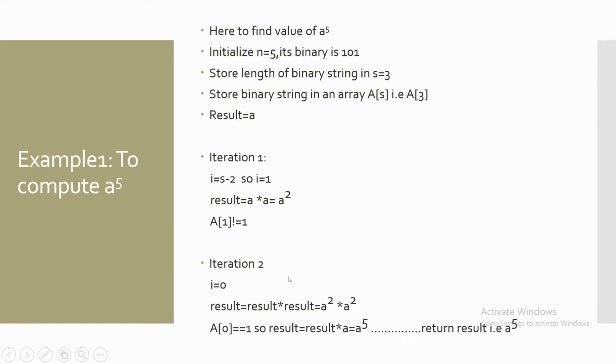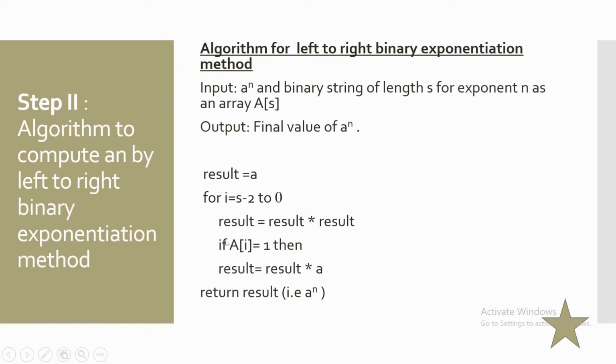Now again the loop will go on, it will come to 0. Now what will be the result? Result will be the previous result, so it will become a square into a square. So you can say here that I am utilizing the previous result. I need not find this a square again, right? So this is computing a square into a square. Now again it will check if a[0] is 1.